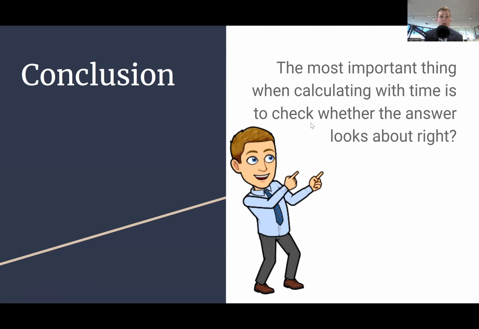So to wrap things up, the most important thing when calculating the time is to check whether the answer looks about right. So always make sure when you finish your calculations, think through the time your answer practically. Think if he started in the AM and he finished in the AM on the same day, the answer can't be more than 12 hours. If he started in the AM and finished in the PM on the same day, your answer can't be more than 24 hours. So you need to think about it practically. Think about a clock, relate it back to something you're familiar with. Maybe it's your school day or how long you spend training, whatever it might be.